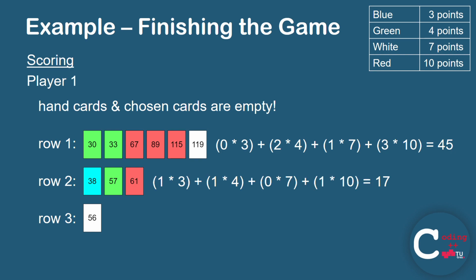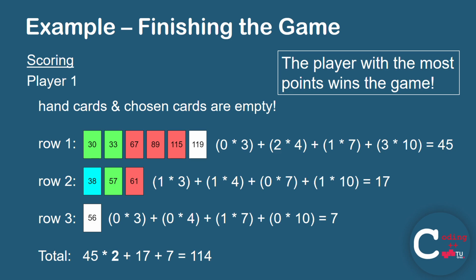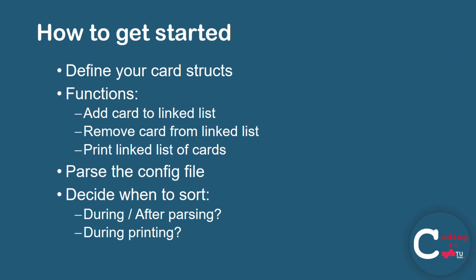And we can do that for all the rows, and then we calculate the total sum of points. Row 1, which has 6 cards in it, was the longest row for that player, so the points from that row are doubled. The total comes out to 114 points for player 1. And we do the same for player 2. Then the player with the most points wins the game. So that's it for the example.